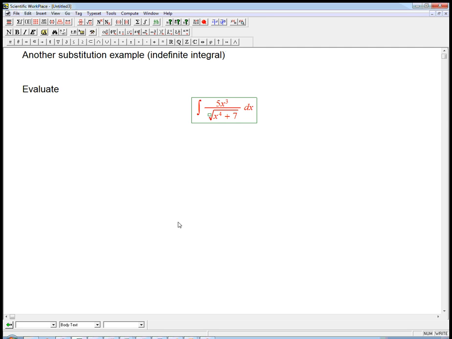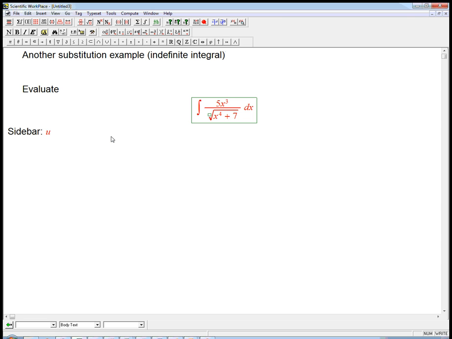Let's look at another indefinite integral substitution example real quick. We want to evaluate the integral of 5x cubed over the square root of x to the fourth plus 7 dx. Okay, so we look for a function inside another function, and we see that the x to the fourth plus 7 is inside a 1 over square root function. We ignore this for a second and hope that we'll be able to deal with it as we go. It's not the most complicated part, and it's not clearly a function inside of another function.